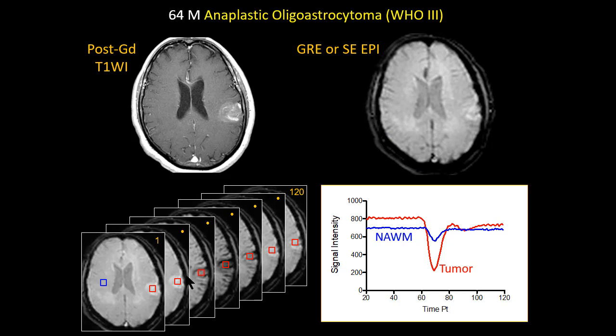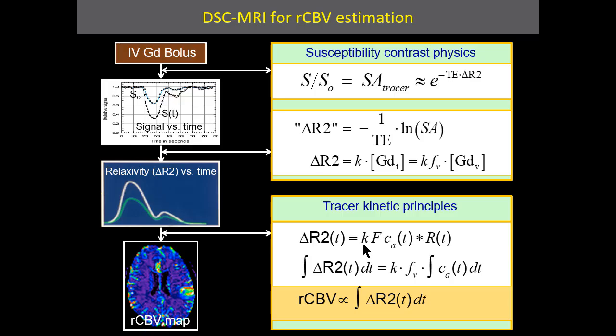And if you put an ROI in tumor versus normal appearing white matter, you get very different signal versus time curves. But we need concentration versus time to apply tracer kinetics. So we convert signal versus time curves to relaxivity versus time curves, assuming that signal change is due purely to change in T2 relaxivity, which is directly proportional to contrast agent concentration. And by applying tracer kinetic principles, you can show that relative cerebral blood volume is proportional to the area under the relaxivity versus time curve.